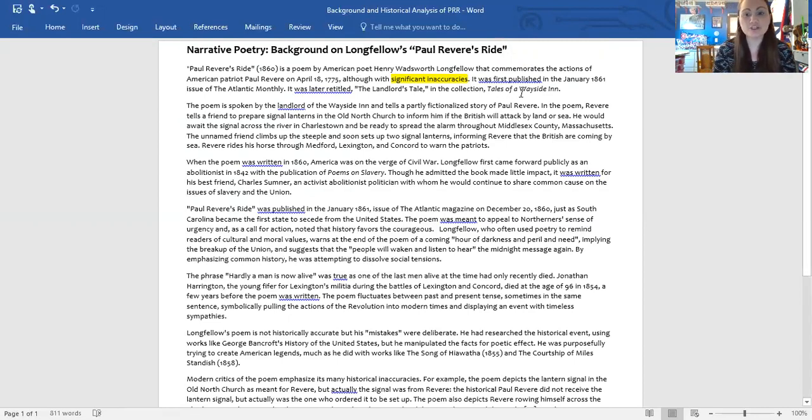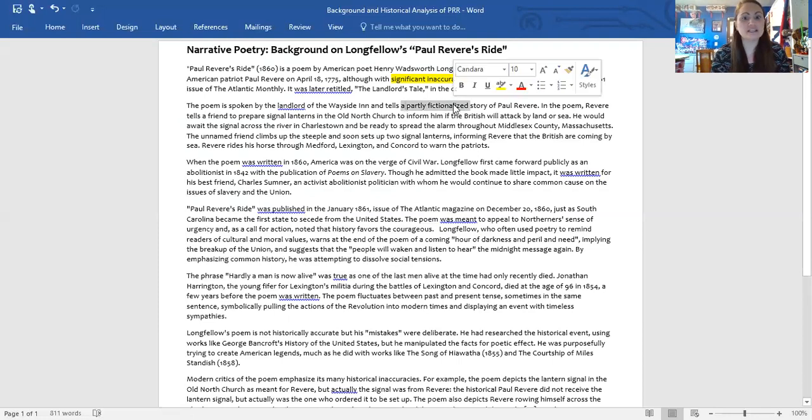It was first published in the January 1861 issue of the Atlantic Monthly. It was later retitled The Landlord's Tale in the collection Tales of a Wayside Inn. This poem is spoken by the landlord of the Wayside Inn and tells a partly fictionalized story of Paul Revere. So partly fictionalized, partly not true, right? And so here, this article is really going to tell us, what are these inaccuracies? What are these things that in history are not true?